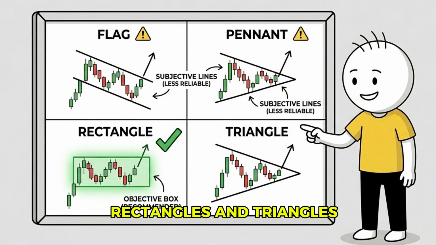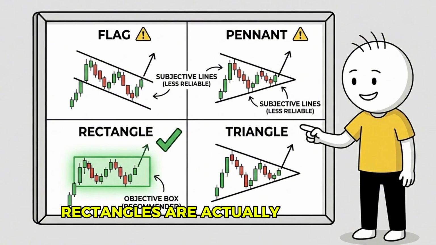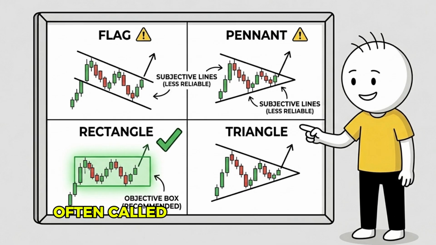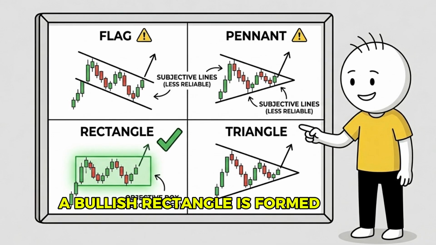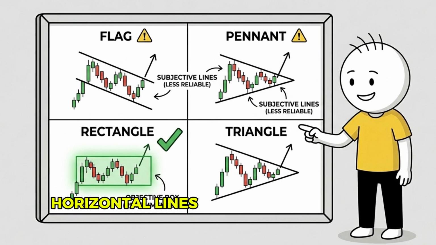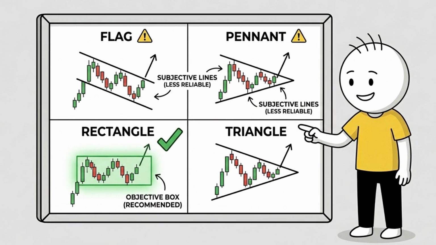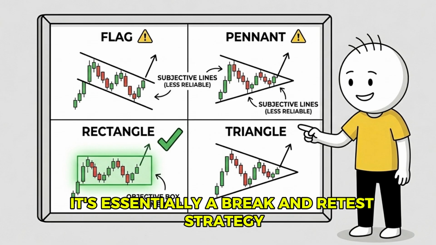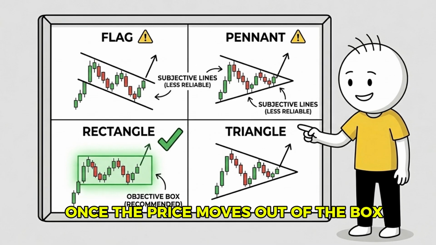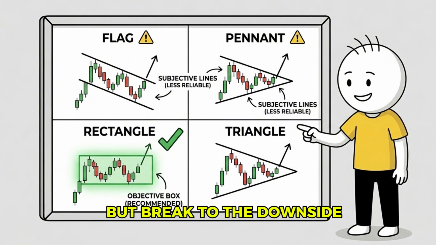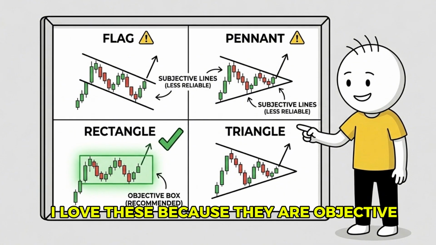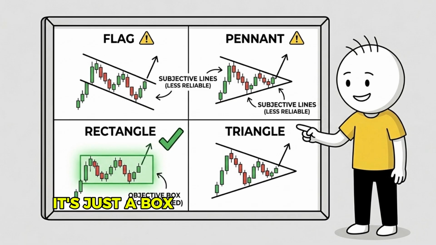Rectangles and triangles. Rectangles are actually my favorite continuation pattern, often called consolidation breakouts. A bullish rectangle is formed by 2 parallel horizontal lines acting as support and resistance. It's essentially a break and retest strategy once the price moves out of the box. Bearish rectangles work the same way, but break to the downside. I love these because they are objective. It's just a box.